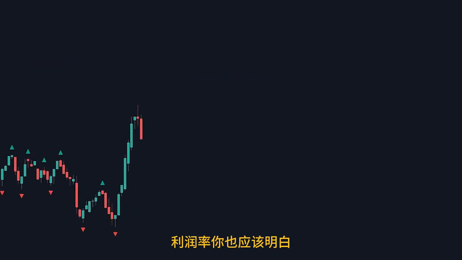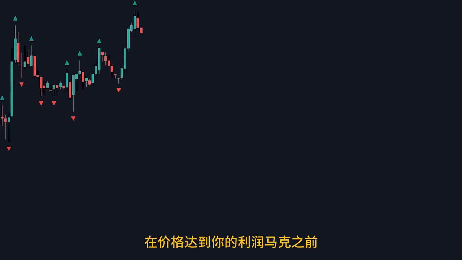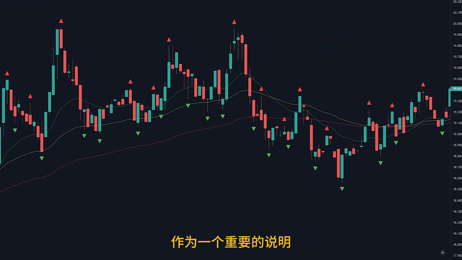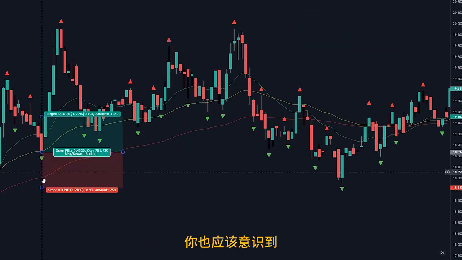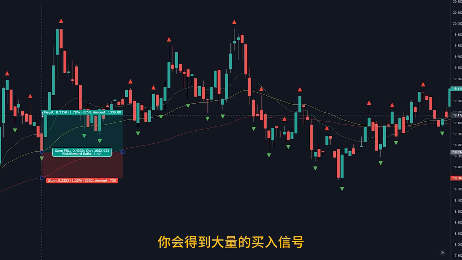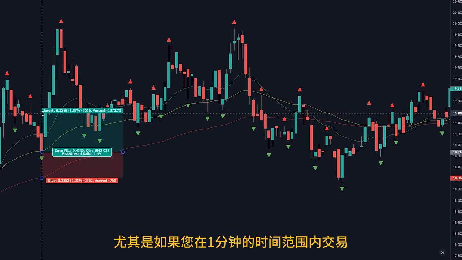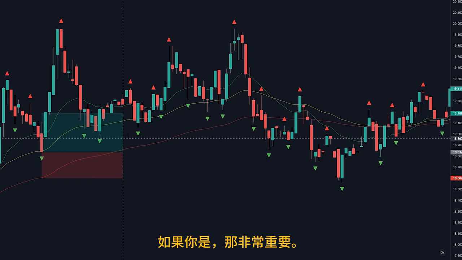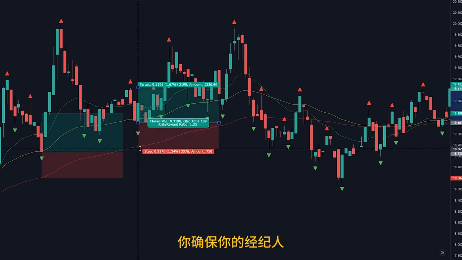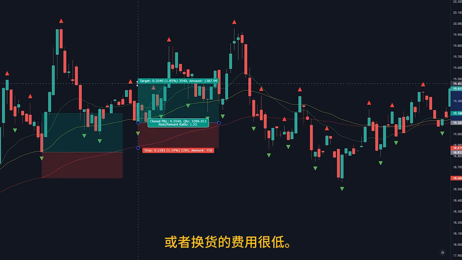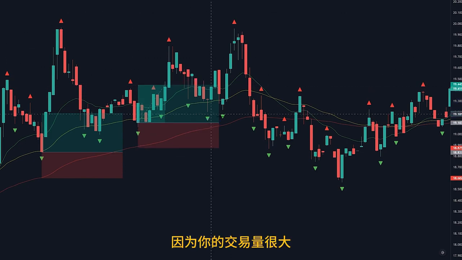You should also understand that you have to trust this strategy. It may take some time before the price hits your profit mark. You have to trust this strategy and stay in it. As an important note, you should also realize that you will get a ton of buy signals, especially if you're trading on the 1 minute time frame. If you are, it's extremely important you make sure that your broker or exchange has very low fees. Otherwise, the fees will ruin the gains because of the volume of trades you're taking.